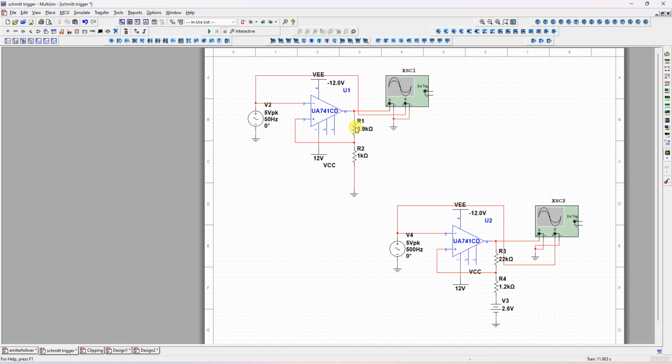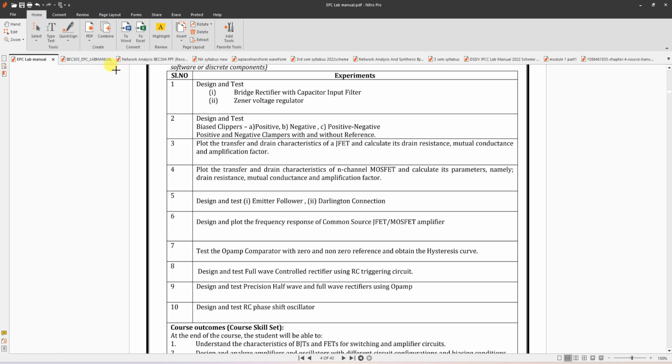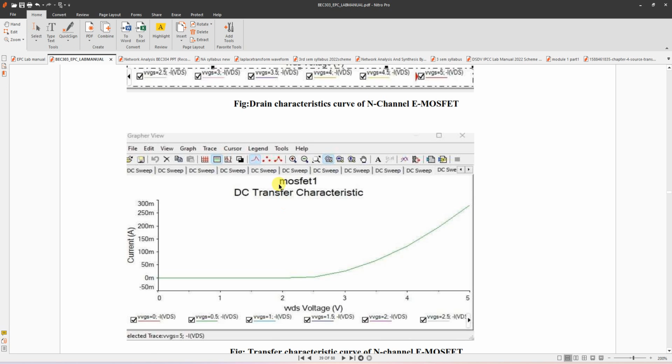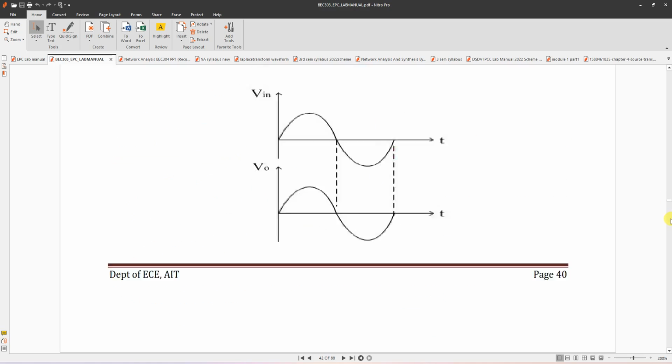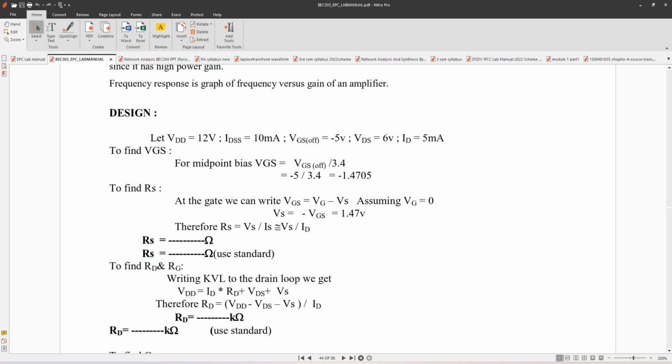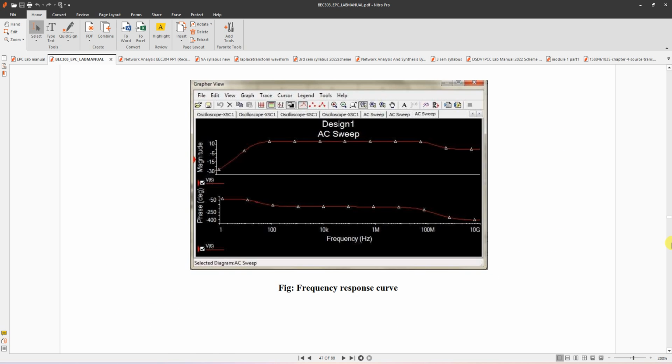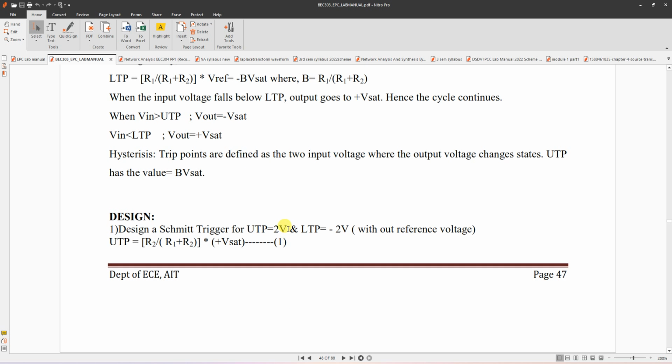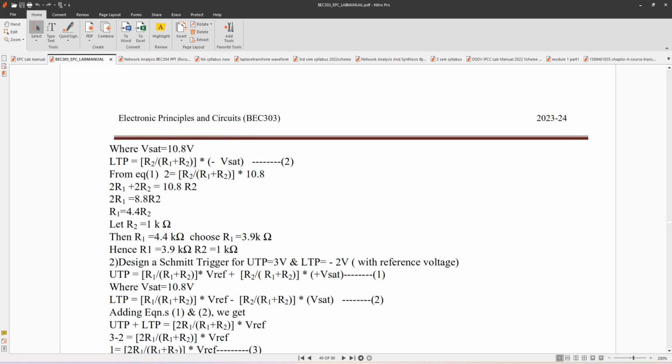Next the resistor: right click, place component, go to basic. In that basic, select resistor, or you can directly click here and place it, and double click and change the value to 3.9K and 1K. And this design is for some UTP and LTP values. Let me check if it is there, I will show. Otherwise, you have to refer to some formulas. I'll check here whether it is there or not. Yeah, for UTP plus 2 and minus 2 volts.